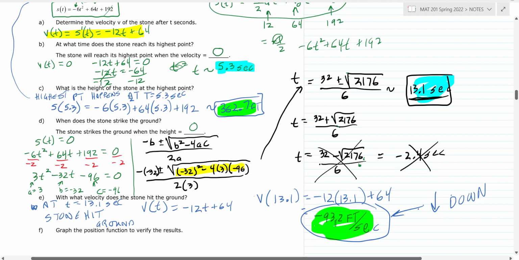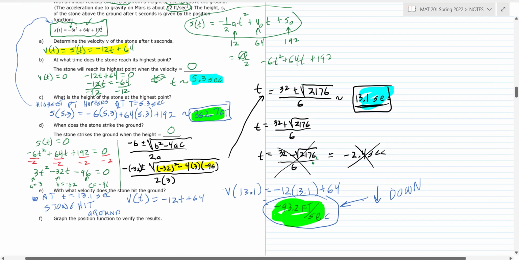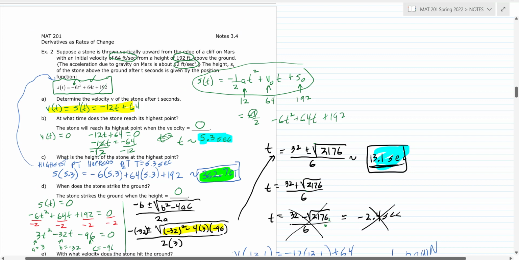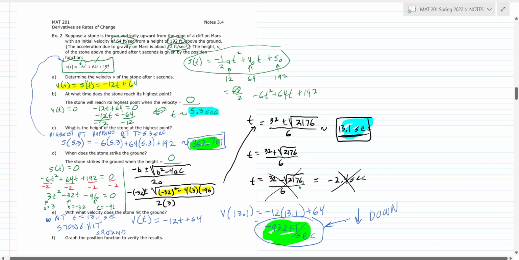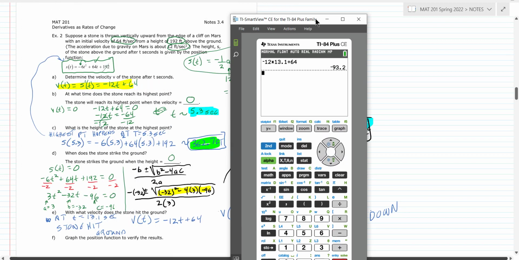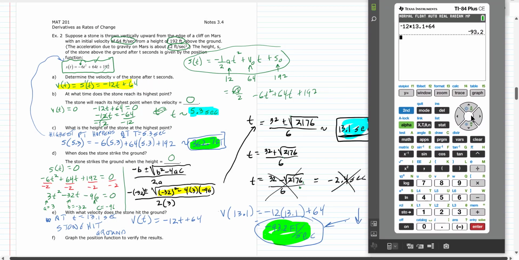A good thing to do on problems like this is to be able to verify everything you do on your graphing calculator. So we're going to look at a verification of what we just did here, and we're going to construct a graph on this. Okay, so let's go ahead.